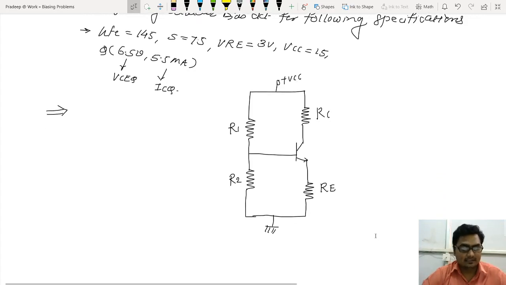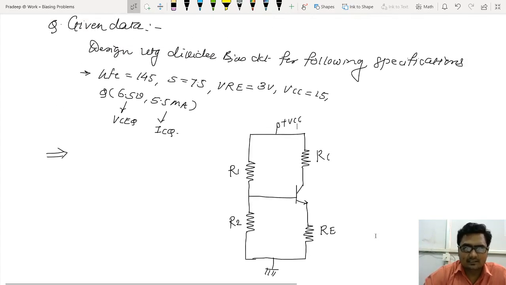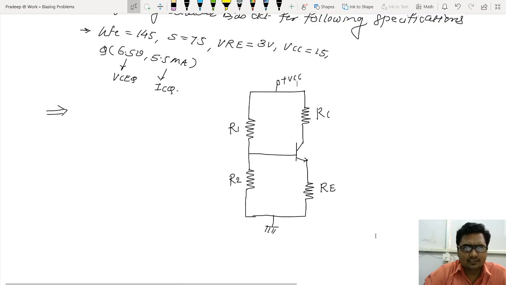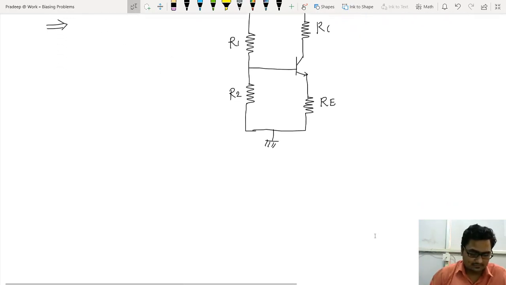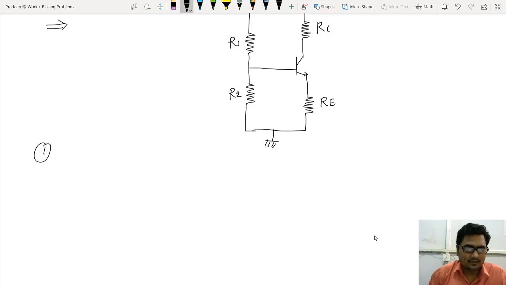Now let us start. Collector current is given, and beta is not given here. So first we will calculate the value of RE. Let me write down as a first step, calculation for RE.